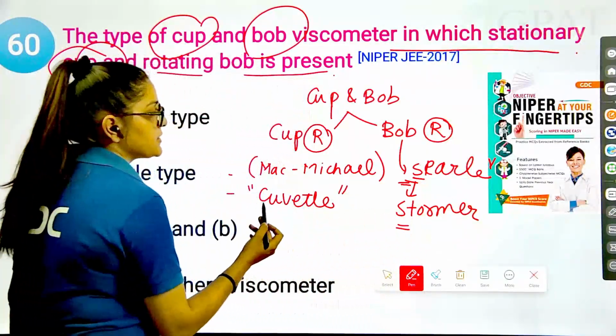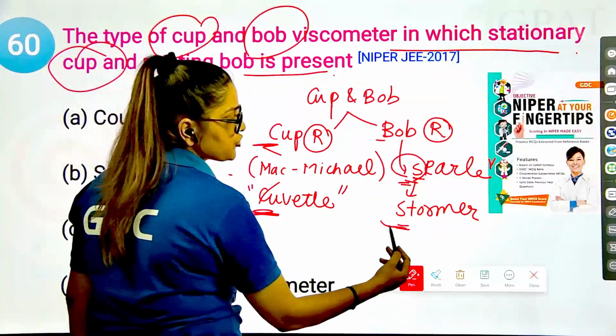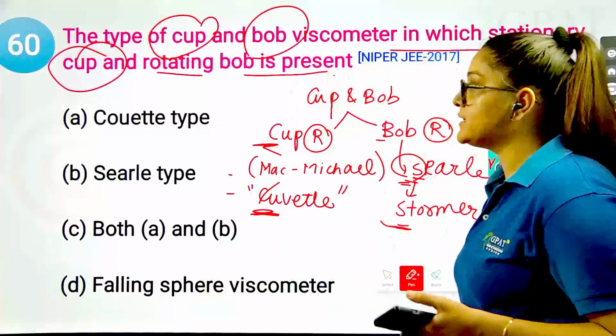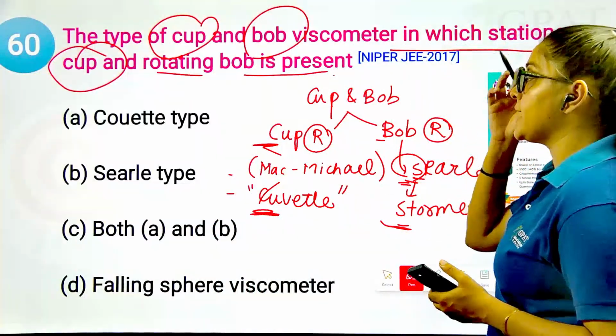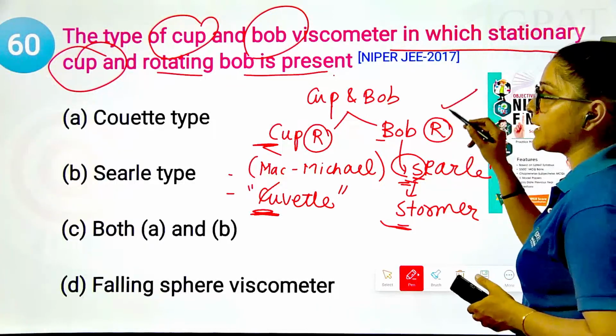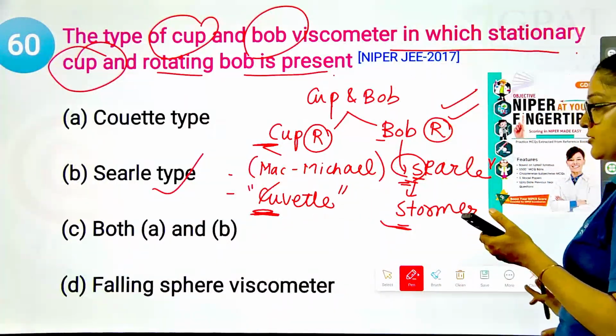Right, so you can spot cup, cuvette, bob, Searle, Stormer. This is the way you can remember, right? In this case, the cup is stationary and the bob is rotating. Bob rotates, so it will be the Searle type viscometer. Okay.